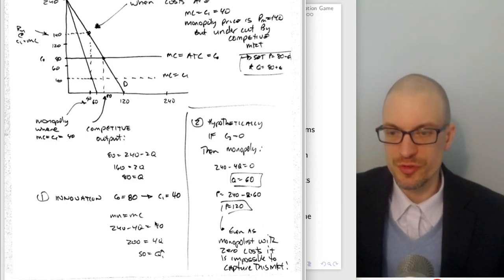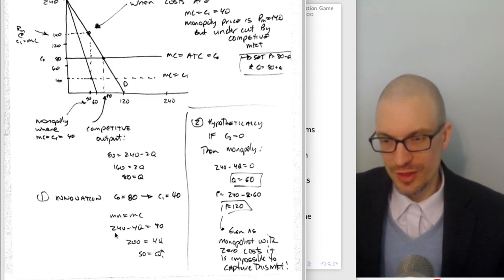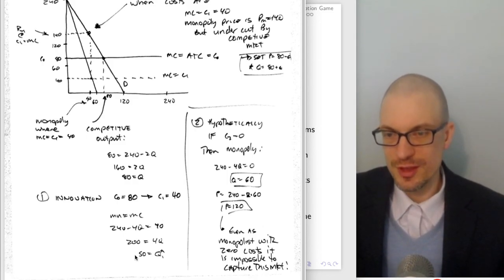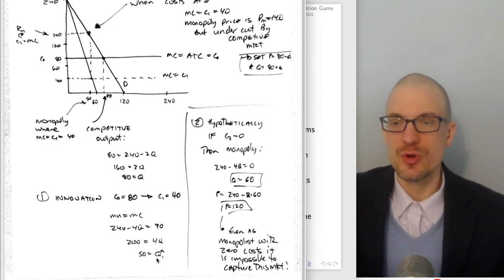Here's my cost, which is 40. So move this to the other side. That becomes 200. Move this to that side. That's 4. Divide 200 by 4 is 50. The associated price corresponding to a quantity of 50.